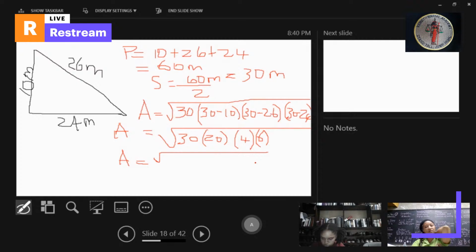30 times 20 is 600. 600 times 4 is 2,400. And 2,400 times 6 is 14,400. And the square root of that is 120 meters squared.